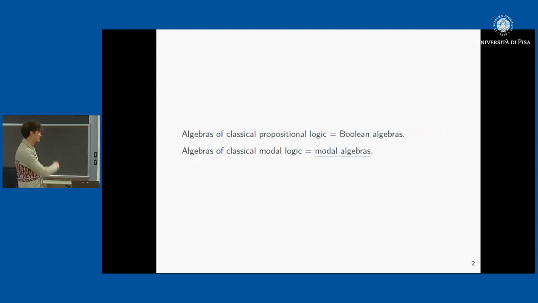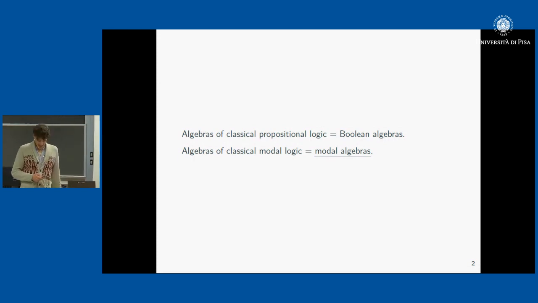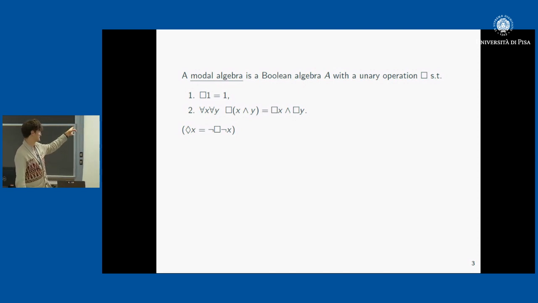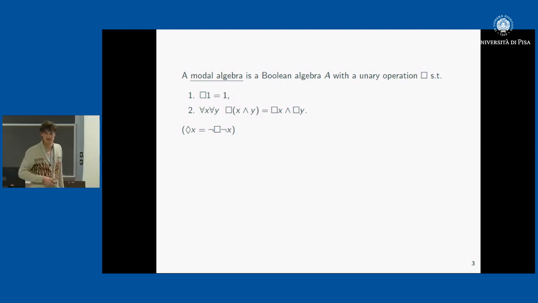Just like the algebras of classical propositional logic are Boolean algebras, the algebras of modal logic are modal algebras. A modal algebra is a Boolean algebra with a unary operation box that distributes over finite meets. So box of 1 is 1, and box of x meet y is box x meet box y. And diamond is definable from these.